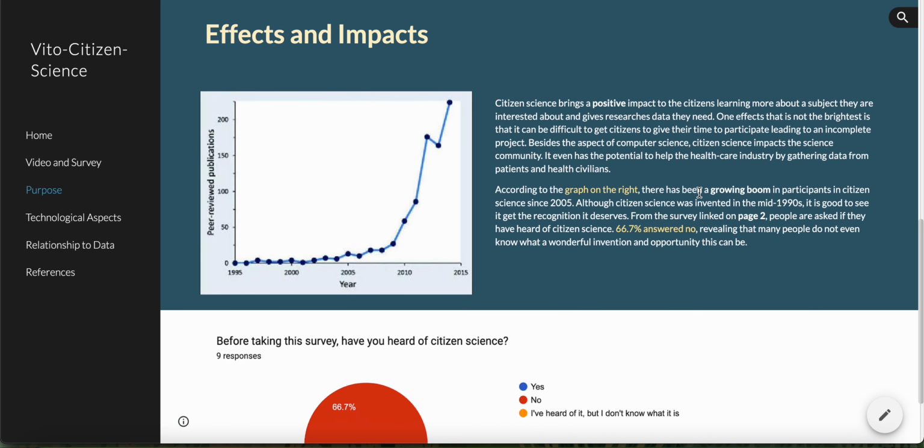I think that it has the potential to help the healthcare industry because you can gather data from patients and healthy civilians, and you can compare them, see what's wrong, see what's right. I think that's the next step in this.